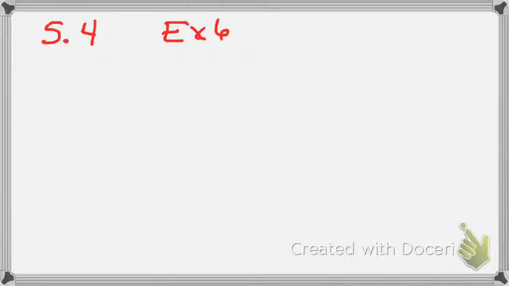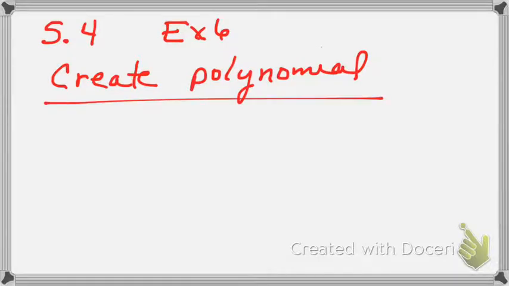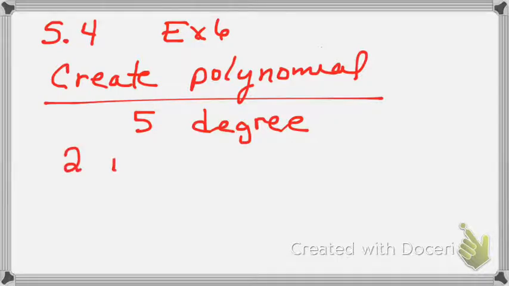So we want to create, I think it'll say construct, but create a polynomial that meets the following criteria. We want it to be fifth degree. We want 2 to be a 0 of multiplicity 4. 2 is a 0 of multiplicity 4.